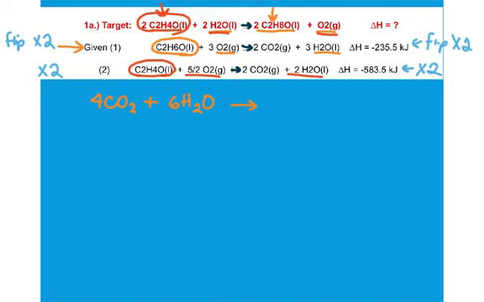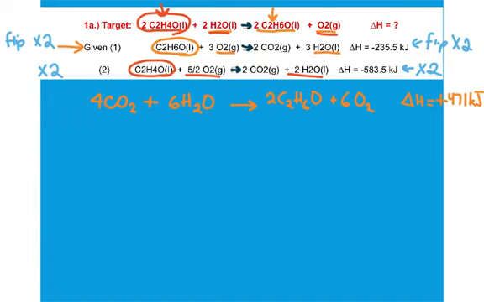And then reactants become products, so I'm going to have 2 C2H6O plus 6 O2s. And just like above, I have to make sure I do the same manipulation to my delta H. So flipping means change the sign, so it was originally negative, so now it's going to become a positive. And multiply by 2, that'll give us 471 kilojoules.